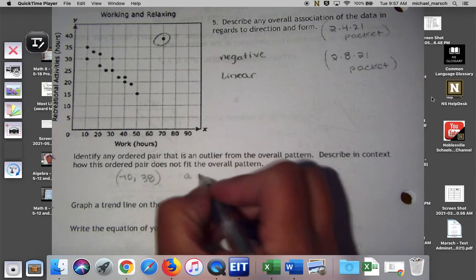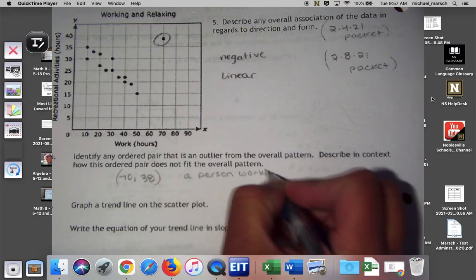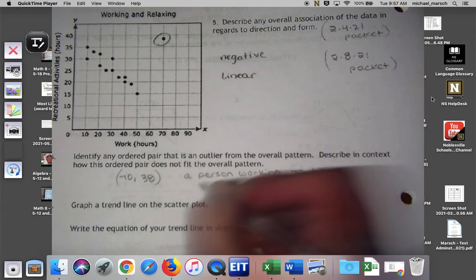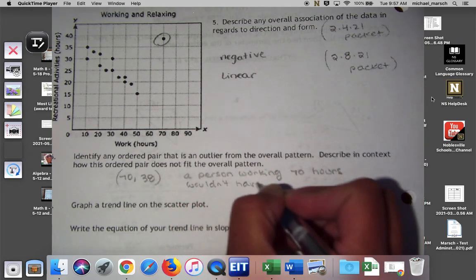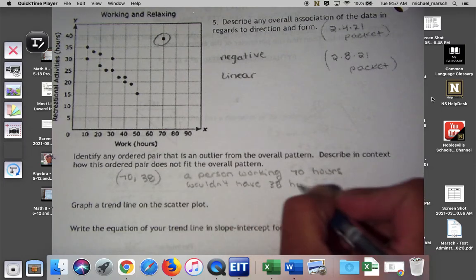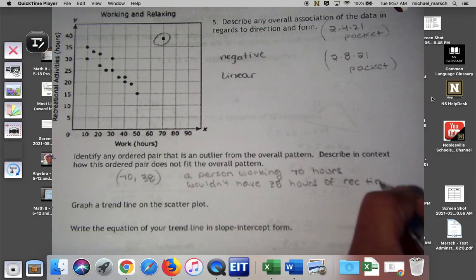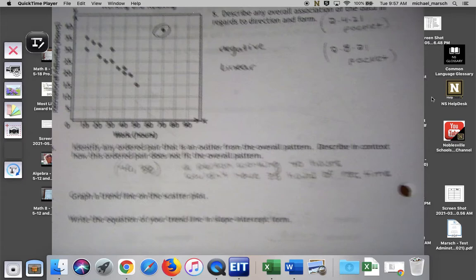So a person working 70 hours wouldn't have 38 hours of rec time. And I'm just going to say rec as in recreation time. I don't want to write out that whole word.